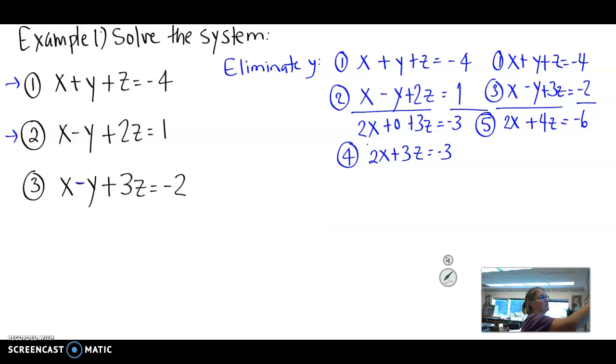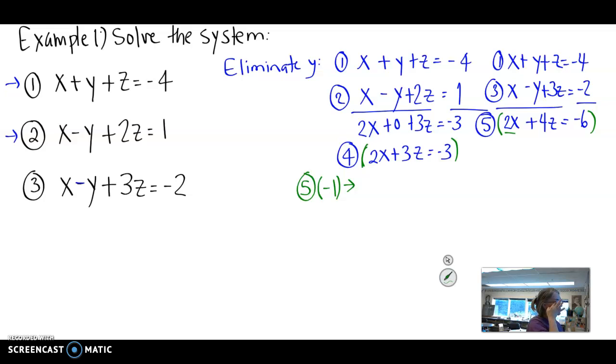I have equation 4, 2x, so the coefficient in front of the x is 2, and the coefficient in front of z is 3. And if you look at equation 5, I've got a 2x and a 4z. So if I take equation 5 and I multiply it by a negative 1 and write it right underneath equation 4, the x's will be exactly the opposite, because this will be a positive 2x, and if I multiply that by a negative 1, it's going to be a negative 2x. My x terms will drop out, which is what I want.